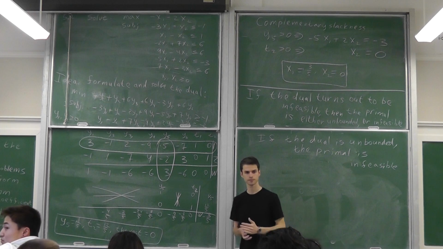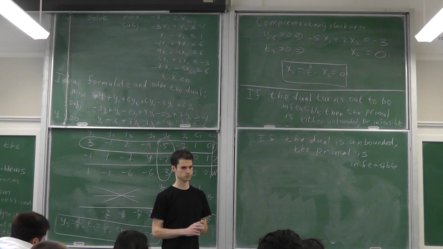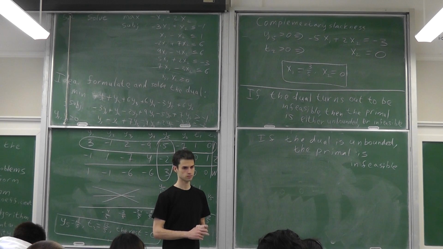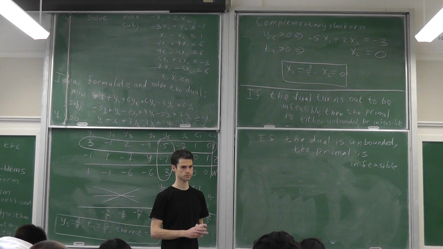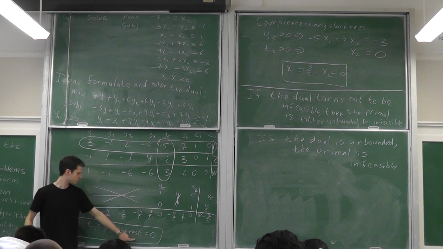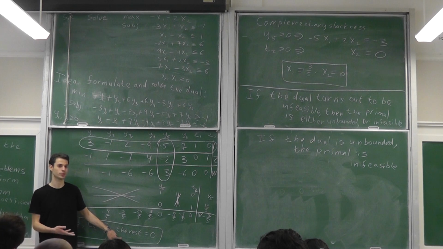Yeah. So for complementary slackness, if a y is greater than 0, then you find the corresponding constraint in the primal and make it tight. And if t is greater than 0, then you find the corresponding x and make it 0. Y is equal to 0, t is equal to 1. So we didn't do anything with all the y's and all the t's that were equal to 0, because they will satisfy complementary slackness automatically.